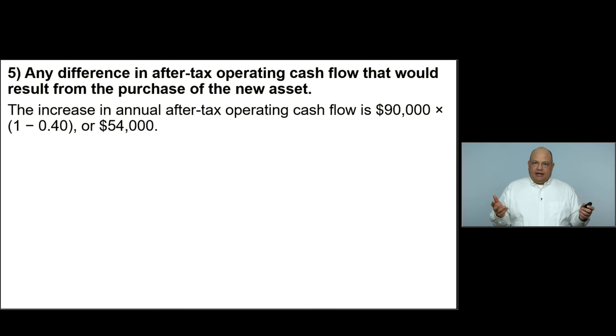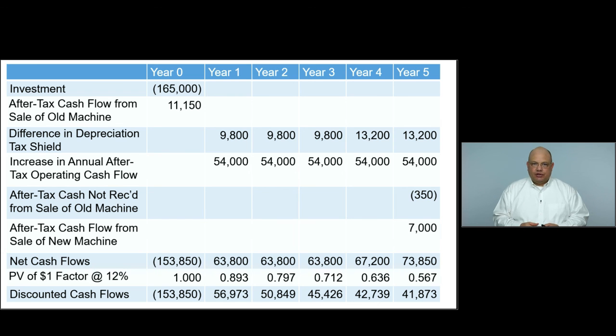Now, what we do next is we can put all of those amounts into our table. We've got our investment in year 0 of $165,000. We have the after-tax cash flow from the sale of the old machine. We then have the depreciation tax yield difference each of those years, $9,800 for the first 3 years and then $13,200. The operating cash flow, we have that lost $350 by not selling the old asset at the end. We have the $7,000 sale of the asset at the end. We get the net cash flows each year.